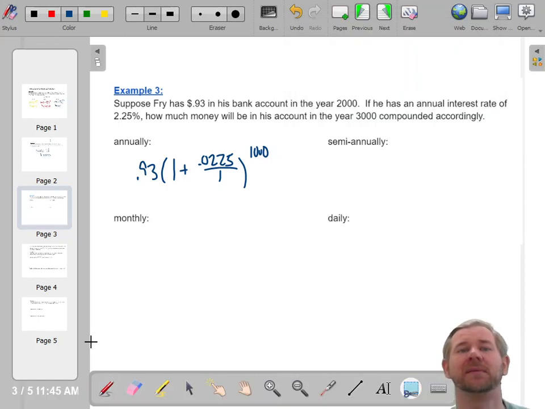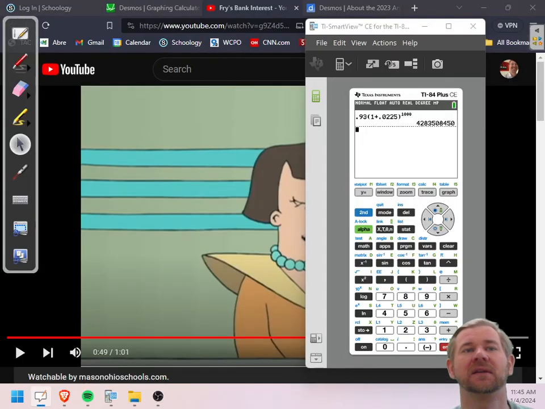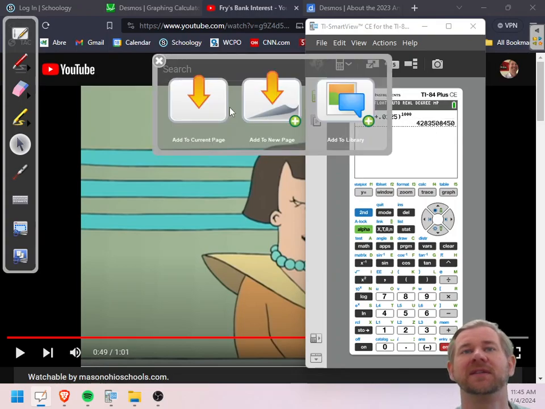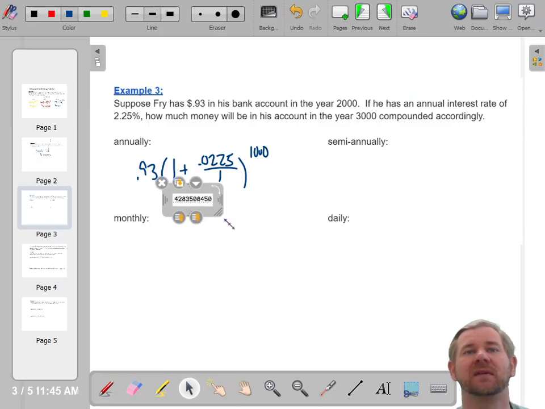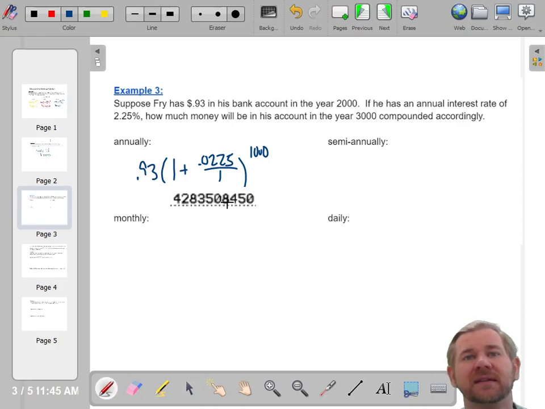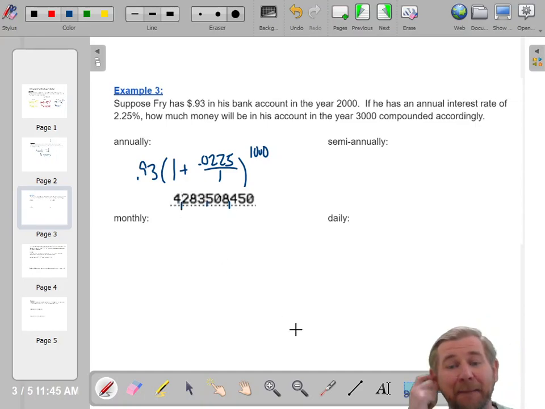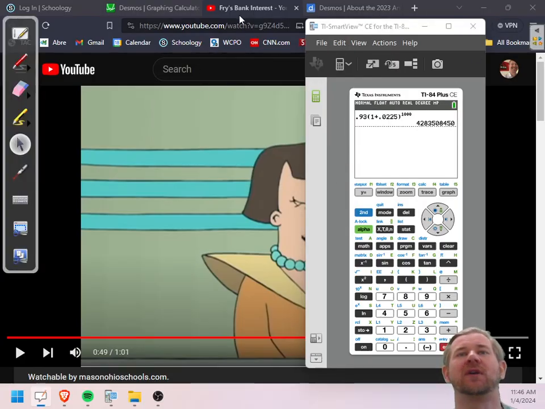A big number. Let me go back. I'm going to see if I can read this number. It'll be easier. Okay. So let's see. Comma. Wait, no, missed. 1, 2, 3. There you go. So 4.28 billion with a B. Billion. $4.28 billion. He had 93 cents. Now he has 4.28 billion. Let's see if the Futurama people can do math.